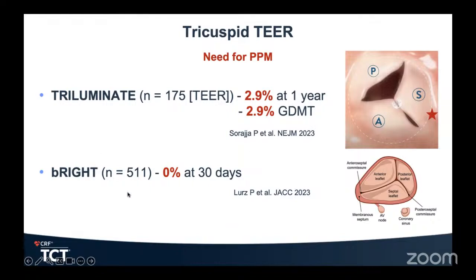If we look at BRIGHT, which is a post-market, real-world registry exploring tricuspid TEER, there was no pacemaker at 30 days.